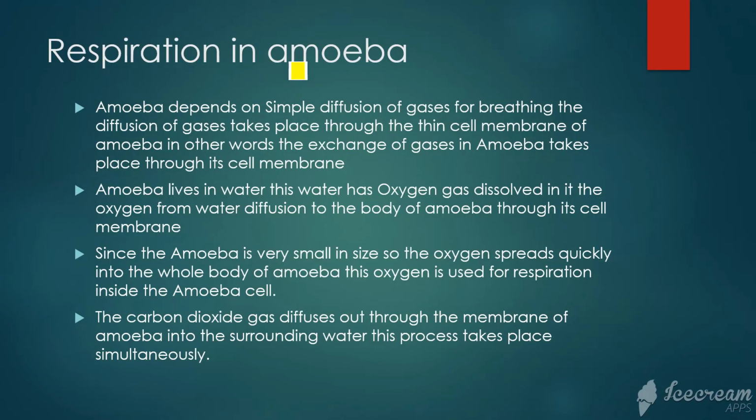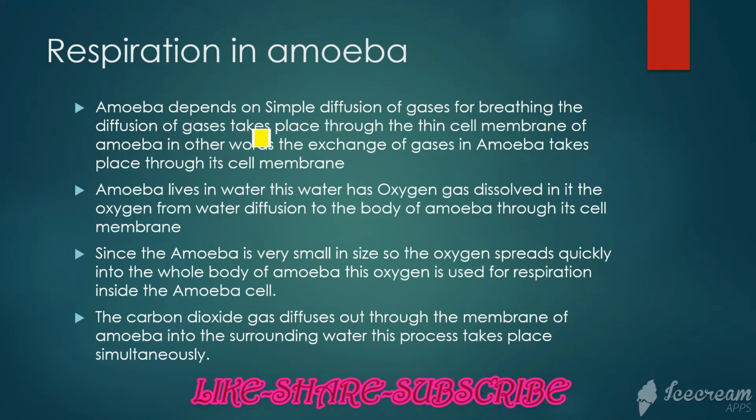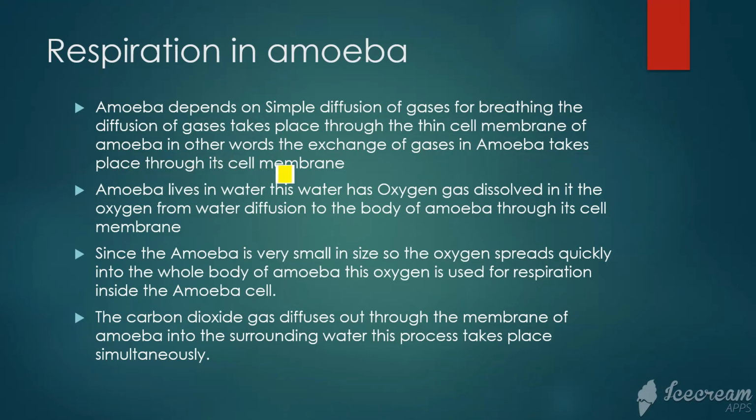Next, respiration in amoeba. Amoeba depends on simple diffusion of gases for breathing. The diffusion of gases takes place through the thin cell membrane of amoeba. In other words, exchange of gases in amoeba takes place through its cell membrane.